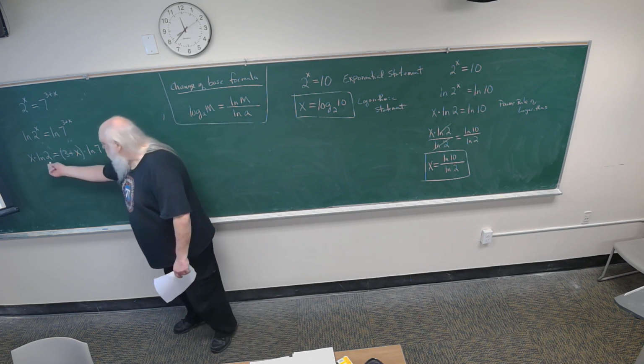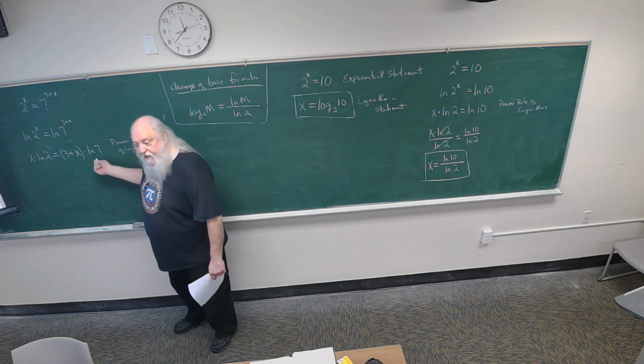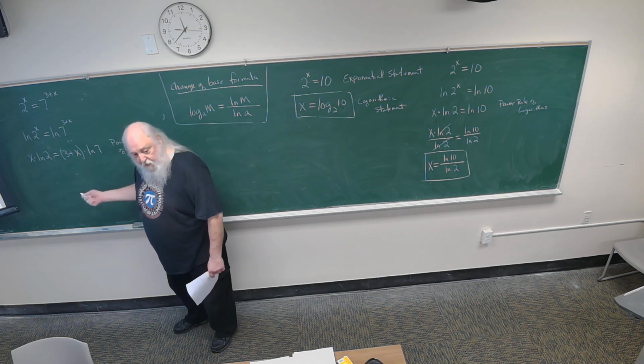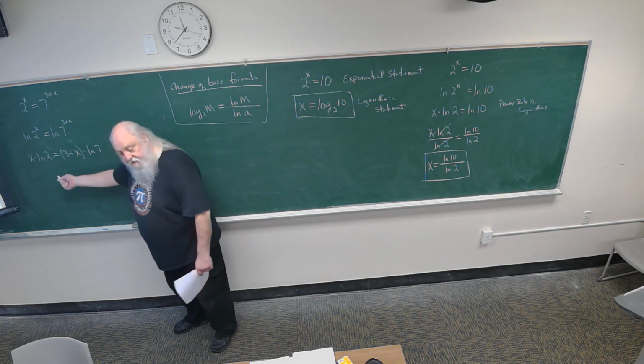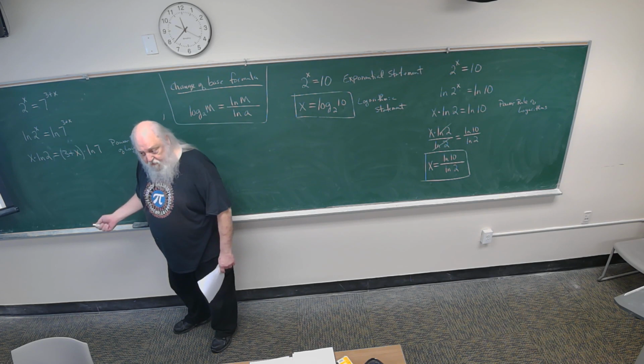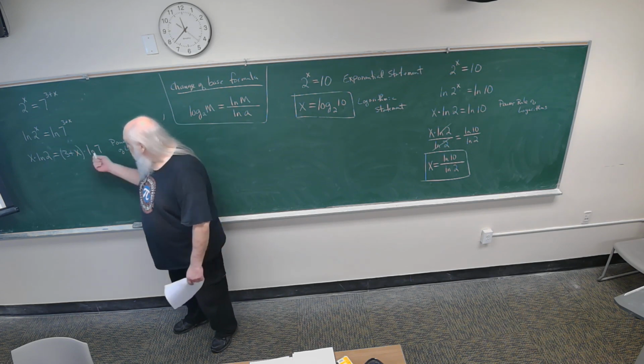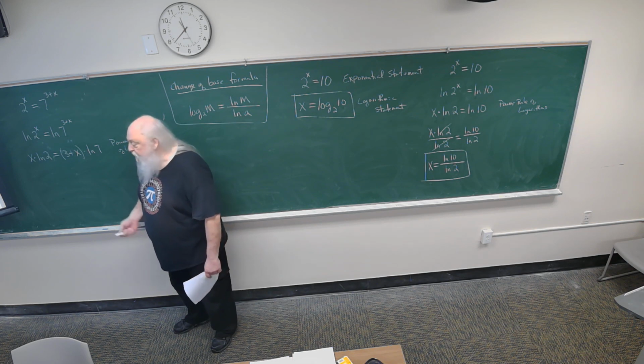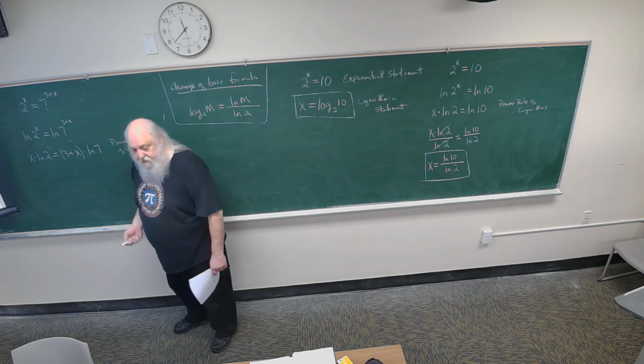Now, the natural log of 2 and the natural log of 7, those are real numbers on the real number line. Just like plus 2 and plus 7 are real numbers on the real number line. So we treat the natural log of 2 and the natural log of 7 just like we would the numbers 2 and 7.